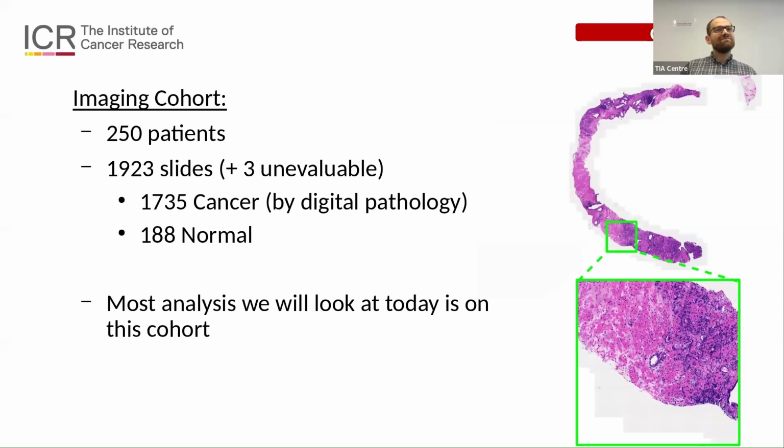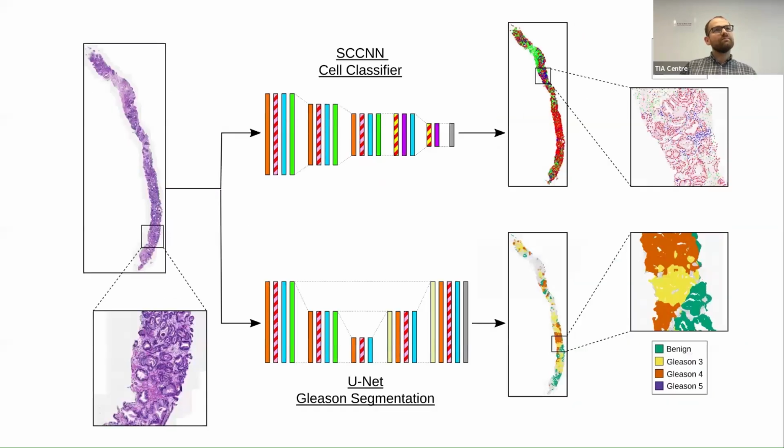But as you can see, while there is a majority of cancer samples, there is a certain proportion of normal, just where you missed with the needle. And so what we're going to be looking at today is predominantly from this cohort. So this is sort of in a slide, the image analysis, the digital pathology work, and some of this stuff will be quite familiar to you.